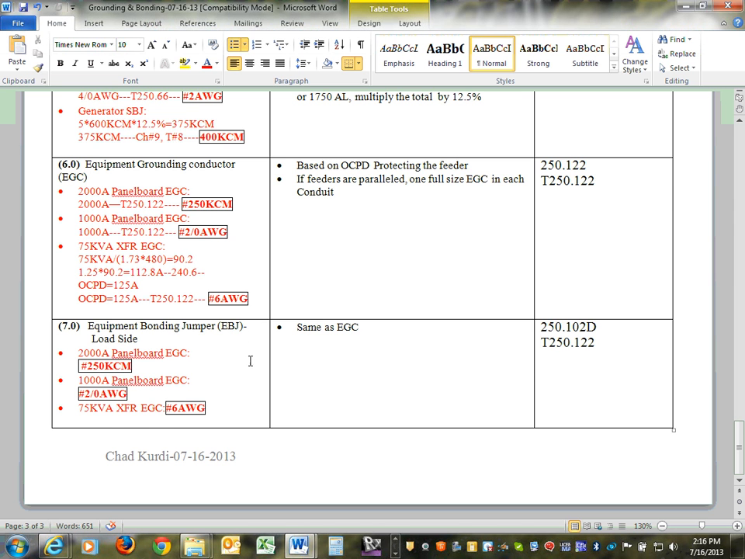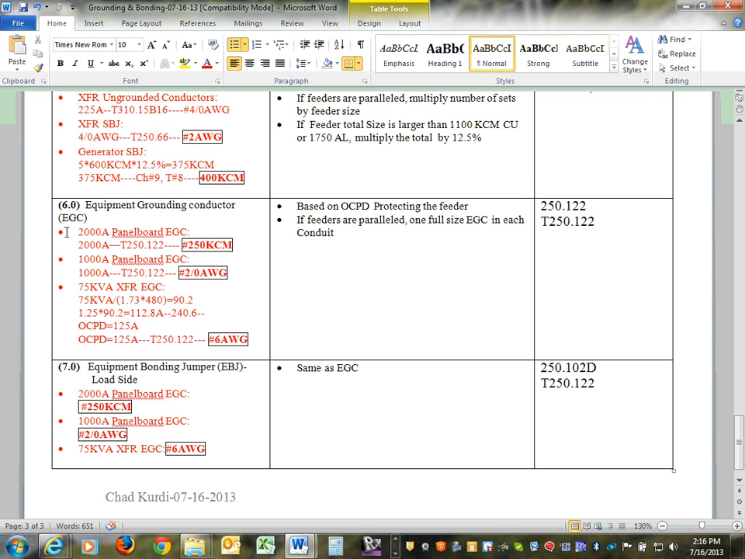I want to just take the equipment grounded conductor, very easy. You take the 200 amp panel, you take the 200 amp to 250.122, that gives you 250 kcmil. That's the equipment grounded conductor that you have to pull with each and every, I can't emphasize this one enough, when you parallel, one full size equipment grounded conductor in each conduit. No, these are equipment grounded conductors, they're not carrying current.